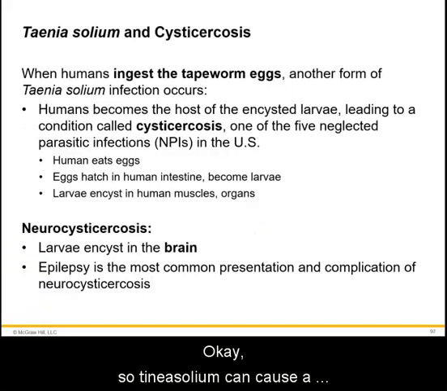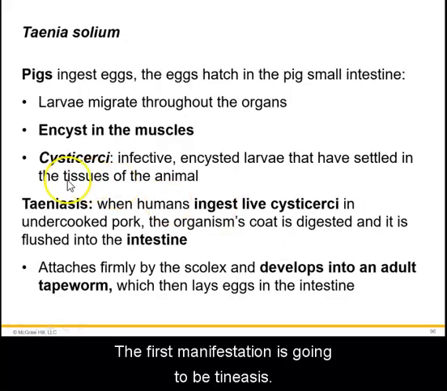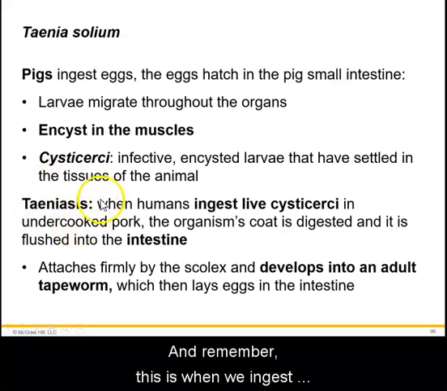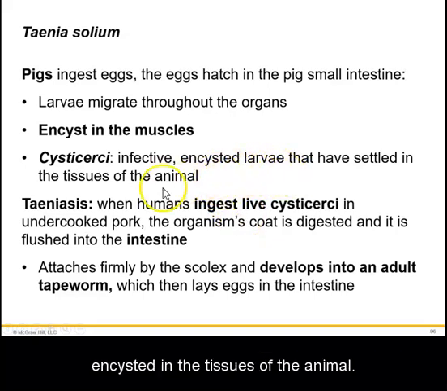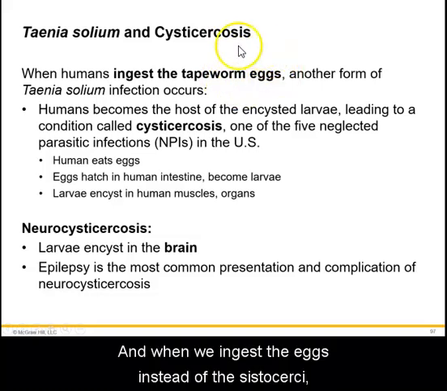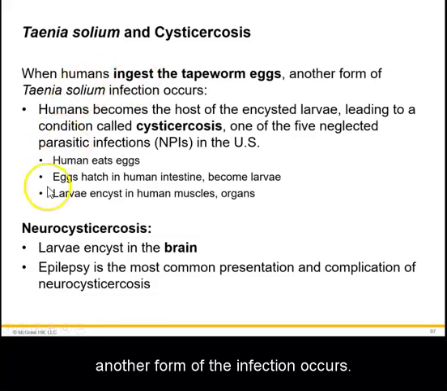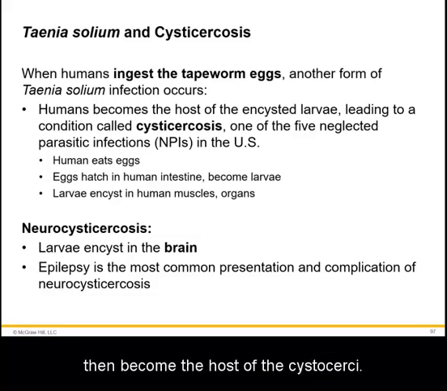Okay, so Taenia solium can cause a couple of different manifestations of disease. The first manifestation is going to be taeniasis, and remember, this is when we ingest cysticerci, the larval stage that has encysted in the tissues of the animal. However, we can also ingest the eggs, and when we ingest the eggs instead of the cysticerci, another form of the infection occurs.